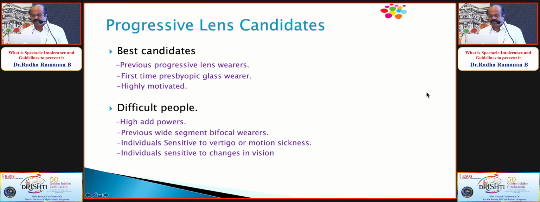So you have to select the progressive lens candidates. Previous progressive lens wearers are fine, but the only thing is if they were using a wide intermediate zone and shifted to a narrow zone to reduce the price, then they will have all sorts of problems. First time users, we can encourage them to use progressive lenses, and highly motivated people. Some of the comparatively younger, 40 plus, previously it was all females who wanted progressive, now it is everyone. Difficult people are high-add people, previous wide segment bifocal users, and those with individual sensitivity to vertigo and motion sickness.